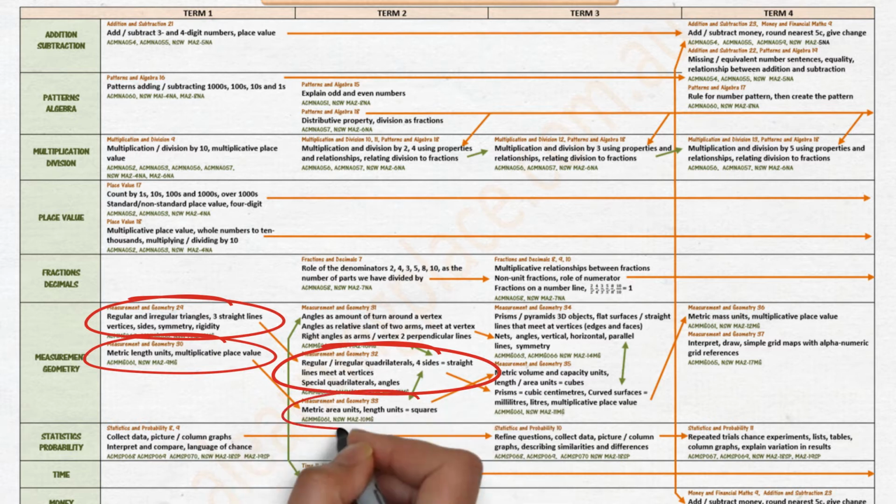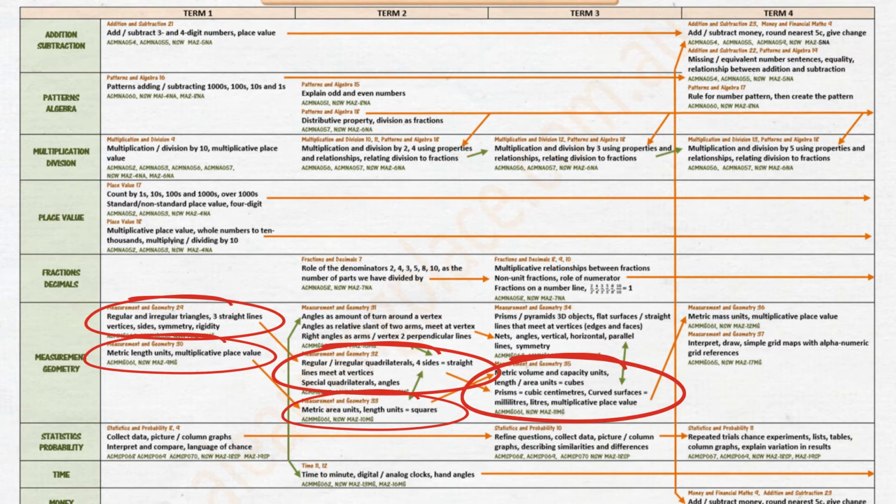They measure two dimensions as area, explaining how the metric units for length have been turned into squares. They measure 3 dimensions as volume and capacity, explaining how the metric units for length and area have been turned into cubes. They investigate metric liquid units to measure volume and capacity, and again explain the relationship to multiplicative place value. In Year 3, children begin an informal investigation of angles, describing angles in 2 ways, as the relative slant of 2 arms that meet at a vertex and as the amount of turn around a vertex.